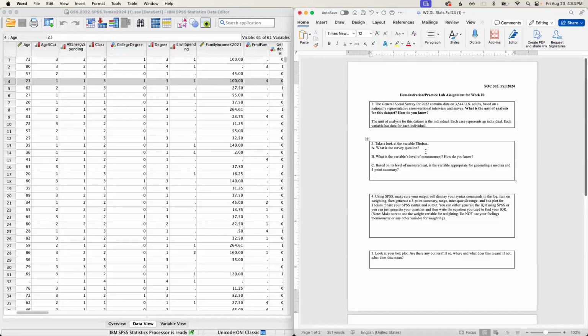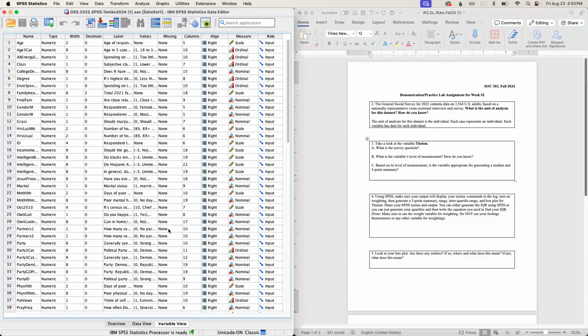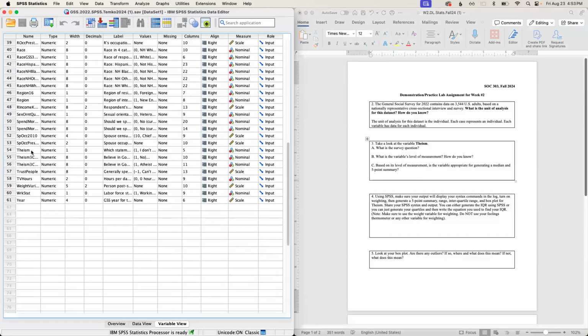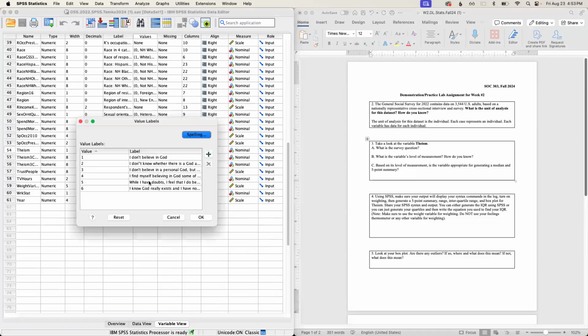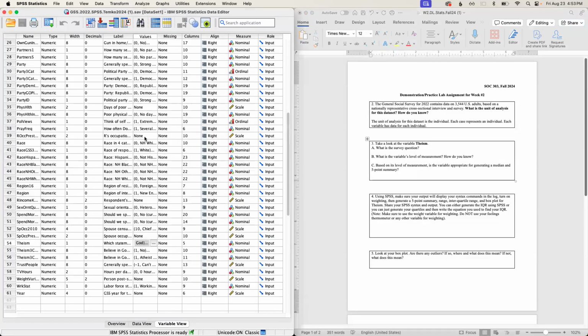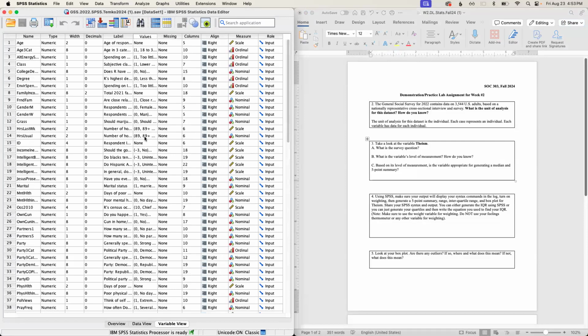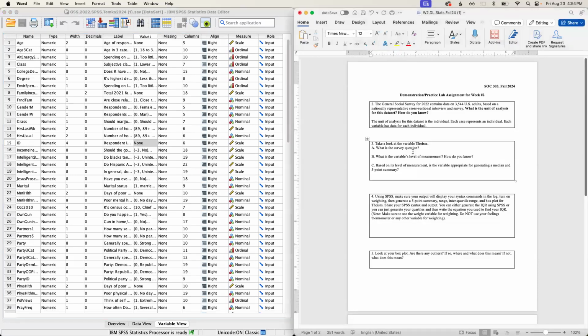Now we're going to take a look at the variable theism. So I could look at it here, right? Here's theism, and here's a label for it, and here's some values in terms of the coding. But this is both harder to look at and less reliable and doesn't always have the information that we want completely. What I want to do instead is to use the code book.